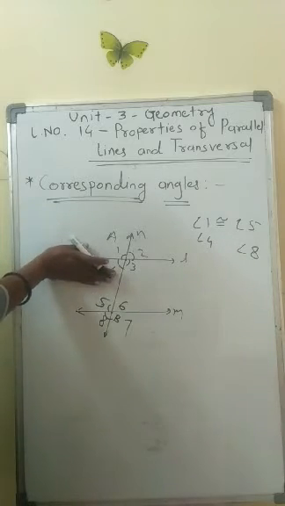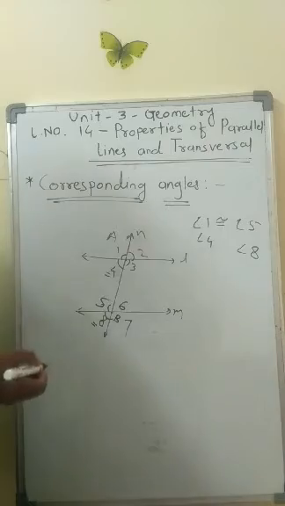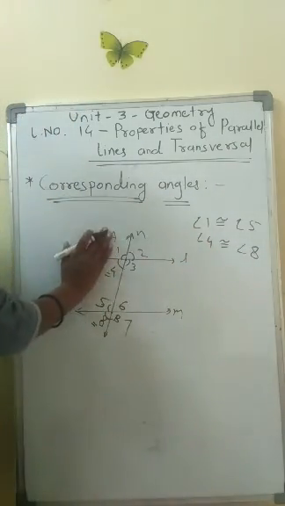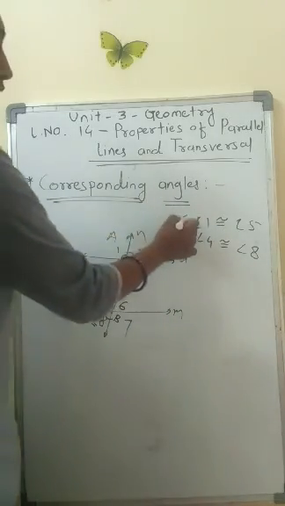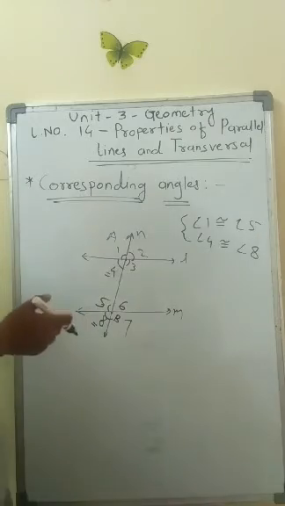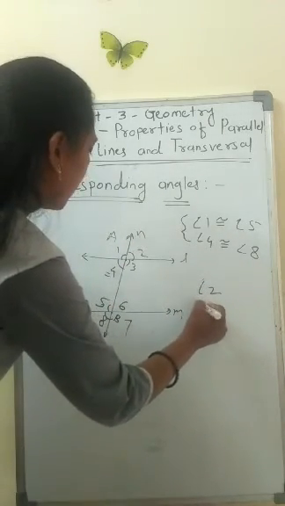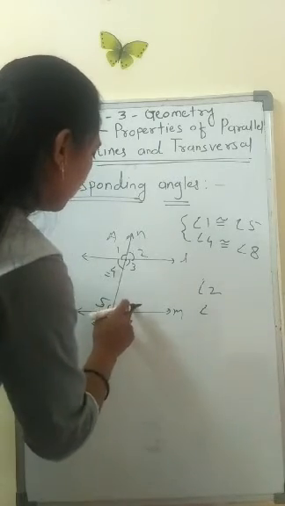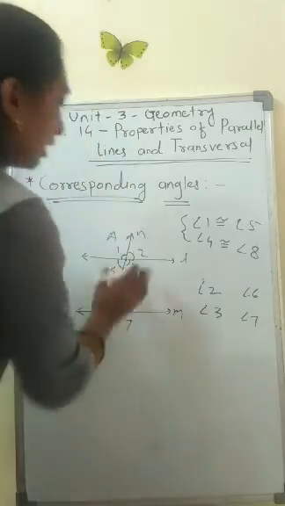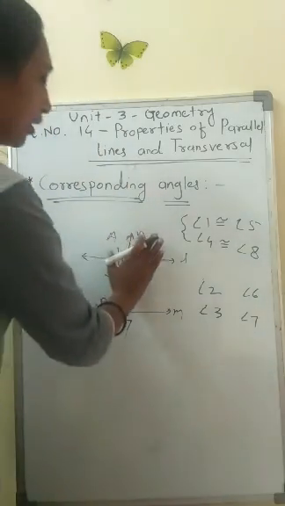So below the parallel line, angle 4 and angle 8 are another pair on the same side of the transversal. It means that you get two pairs of corresponding angles. Now what about the other side of the transversal? Here you get angle 2, angle 3, angle 6 and angle 7. Angle 2, angle 3, angle 6 and angle 7 are on the same side of the transversal.